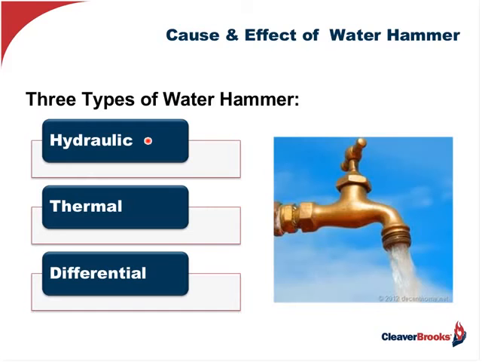Then we have differential. Differential water hammer is when you have a delta P, a pressure difference between that particular location in the pipe where you have the accumulation of water, and then downstream from it. So you've got a motive force of that steam, that pressure, which is forcing a slug of water down that pipe. That's called differential water hammer.